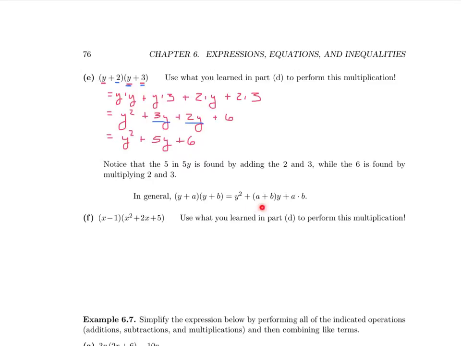And in general, the middle term will always have an a plus b that results from adding the a and the b together. So whenever you multiply two quantities together that have this form, you will always arrive at a result like this. Now let's move on to part F.